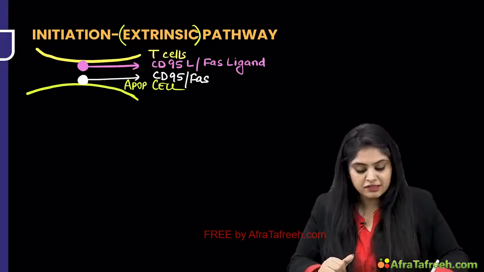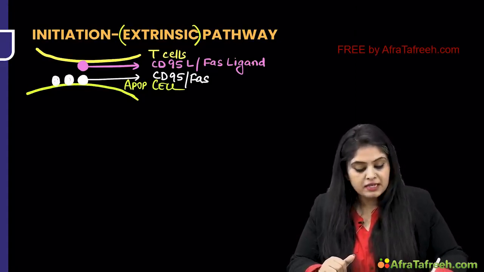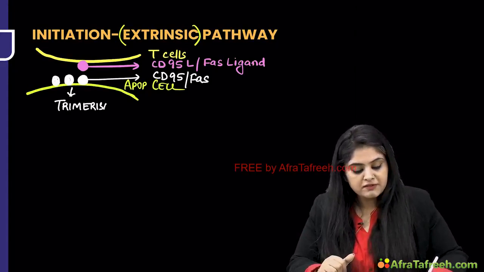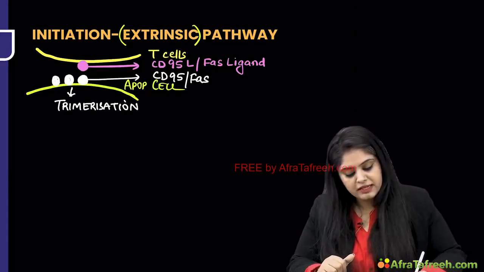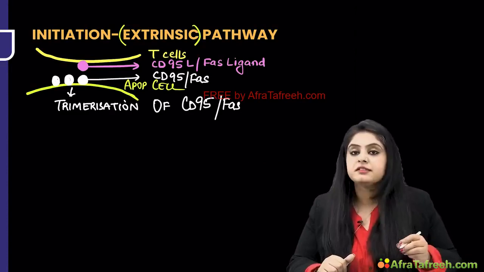Similarly, CD95 says, I can't do this process alone. Give me 2 more CD95s. So what has happened? Can I say there is trimerization of CD95 that has taken place? You can also call it FAS, right?